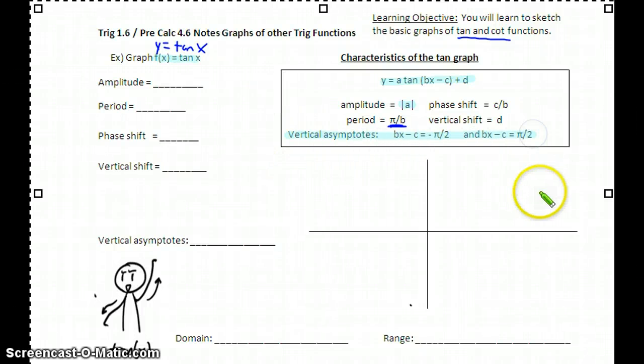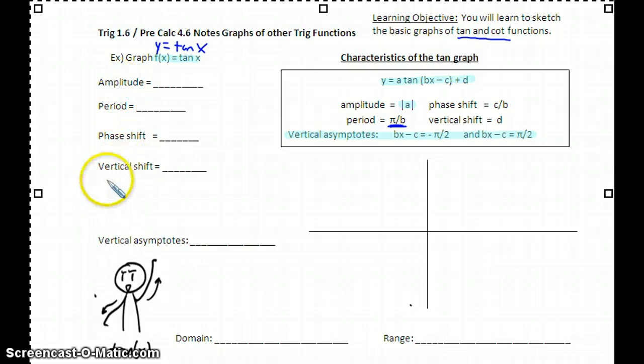And the vertical asymptotes are the places where the graph does not exist. And once we have these vertical lines, that kind of gives us a boundary to trap the graph in between. And so that's what we're going to be doing when we are plotting these vertical asymptotes. And so you'll notice that the equation is the bx minus c portion of the equation up here that we set equal to negative pi over 2 and positive pi over 2.